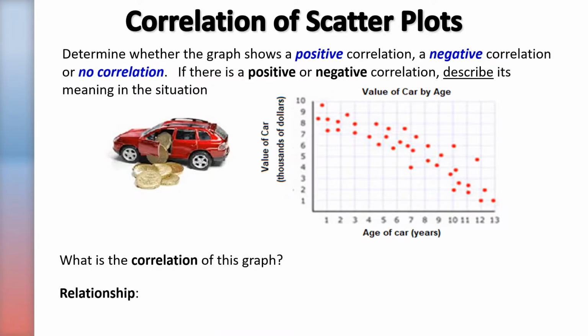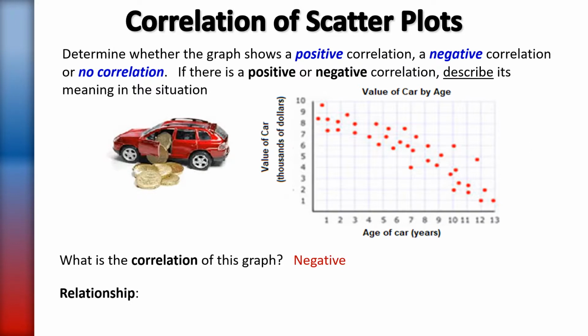In this example, I want you to determine whether the graph shows a positive correlation, a negative correlation, or no correlation. Now, if there's a positive or a negative correlation, I want you to describe its meaning in this situation. In other words, describe the relationship. So, what type of correlation do you think this graph has? Yes, notice it's moving from left to right in a downward motion. So this data shows a negative relationship.